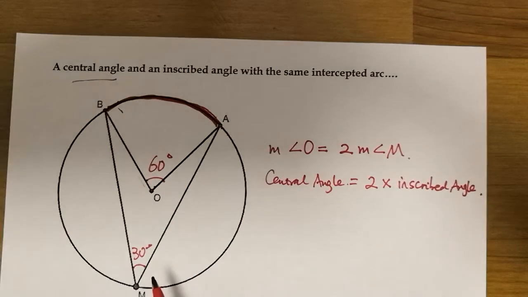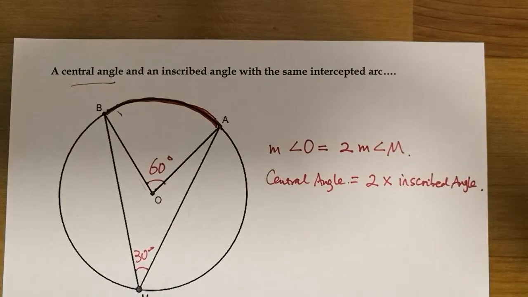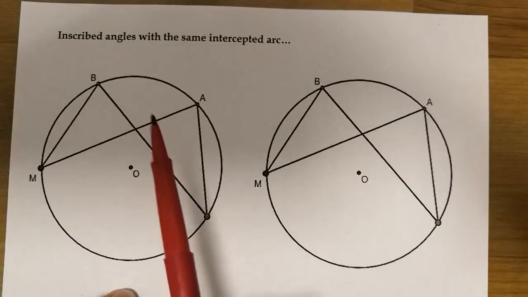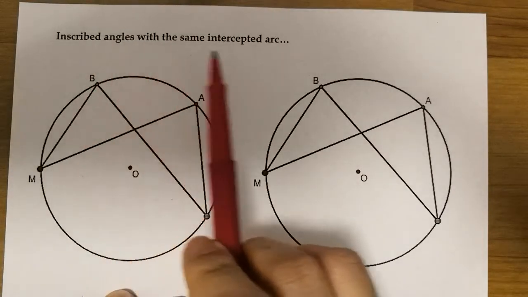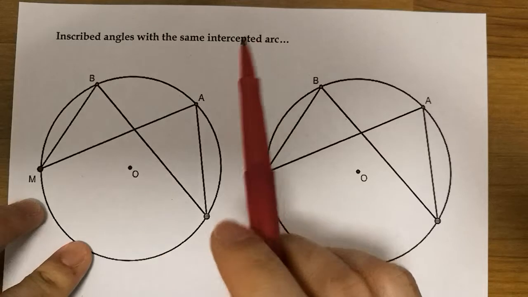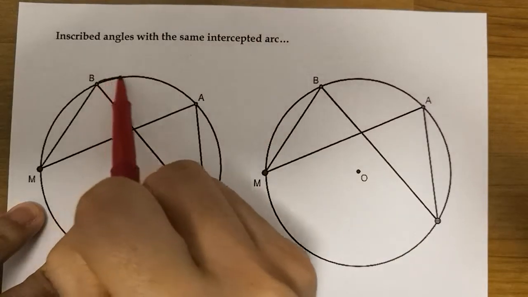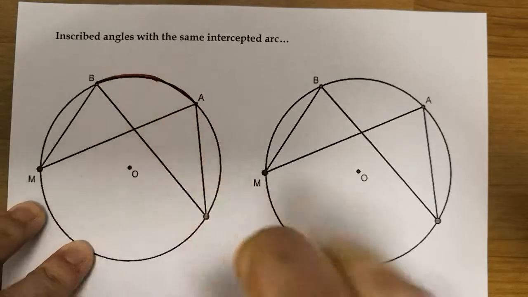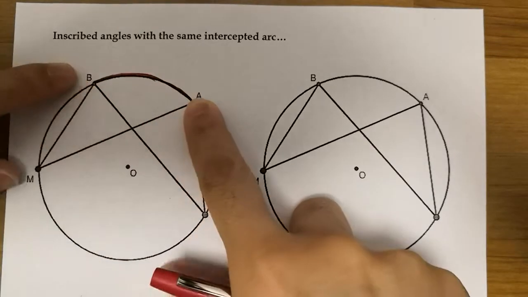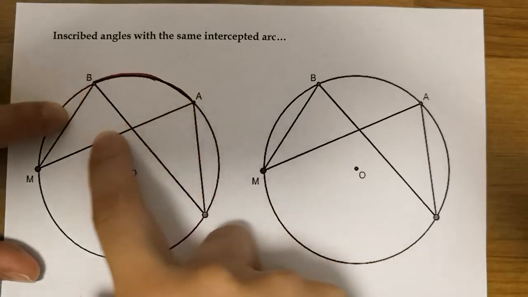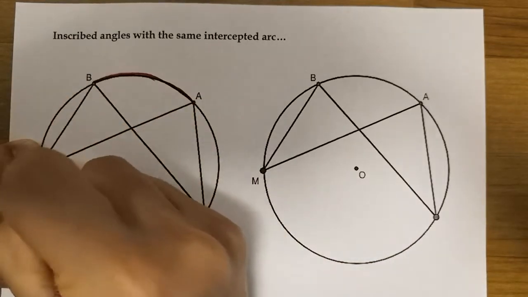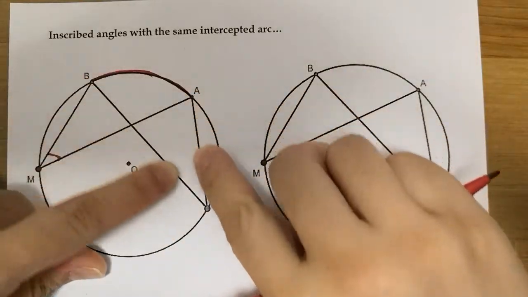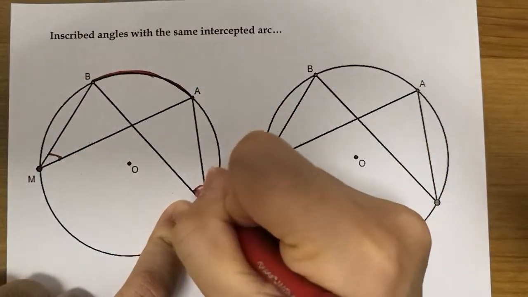Next one is, what if we're looking at inscribed angles with the same intercept arc? What does that mean? Let's check this one. As I discussed before, I look for the intercept arc here. I see the two endpoints here, A, B. So I go back to trace here, so it's linked to this one. And I also go back to trace this one, so it's linked to another inscribed angle.